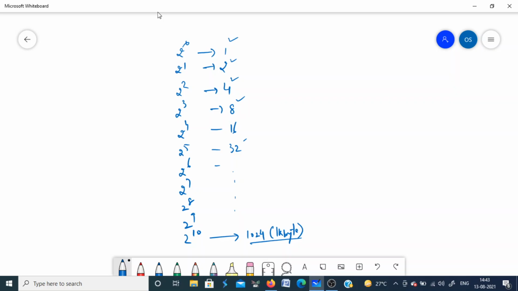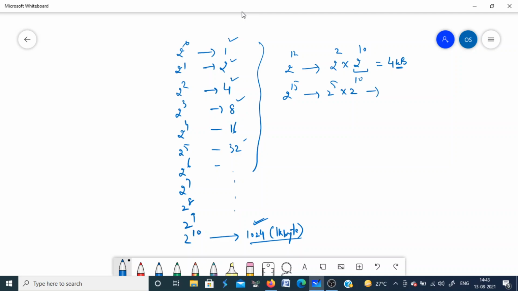It is not exactly what we use in the decimal. 1 kilo means 1000, but in binary, in the case of these memories, we use 1024 as 1 kilo because it is the closest approximation of 1000 in decimals. Similarly, if I have a memory of size 2 to the power 12, you can separate 2 squared and 2 to the power 10. So 2 to the power 10 is your 1 KB, and it is nothing but 4 KB. Similarly, 2 to the power 15 is 2 to the power 5 into 2 to the power 10, so 2 to the power 5 is 32, and this is 1K, so it is 32K.